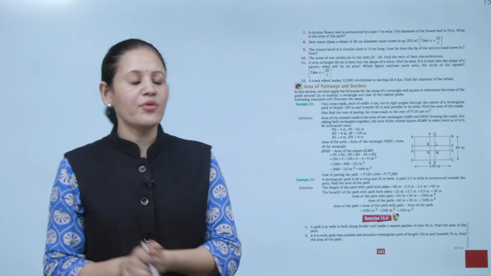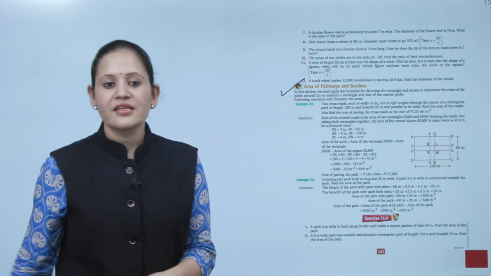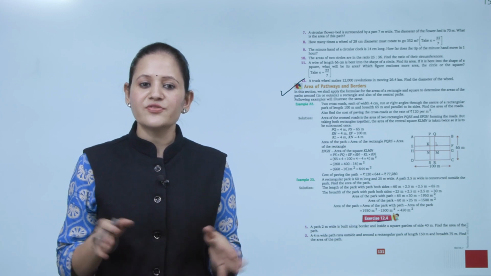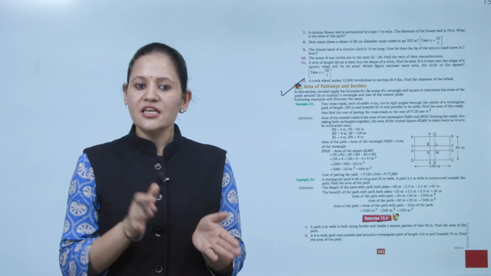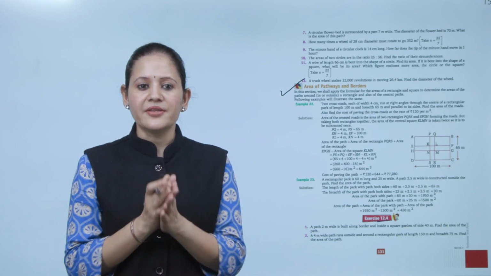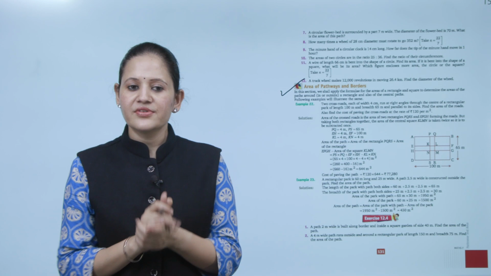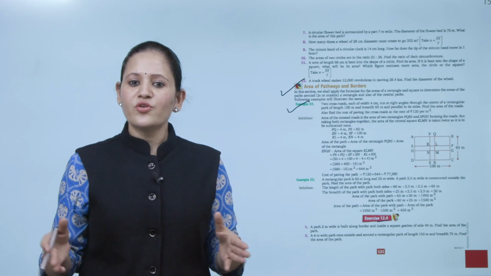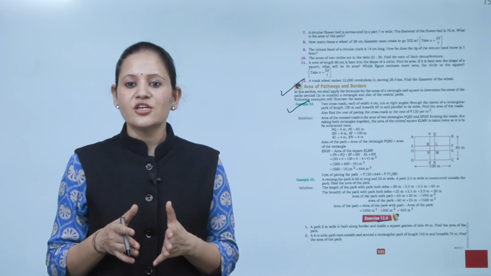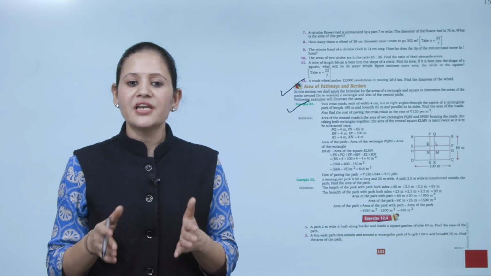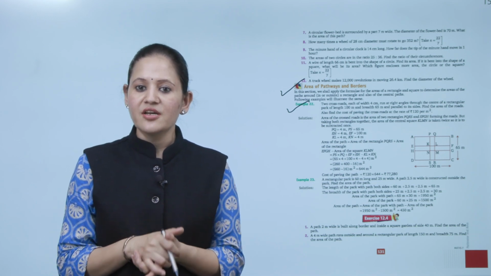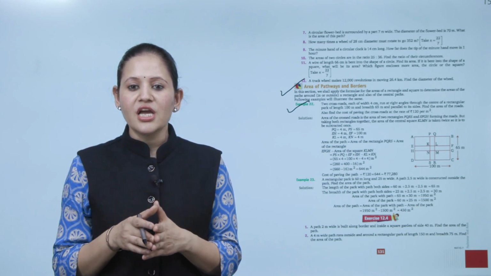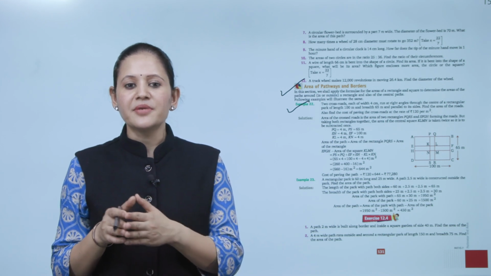Next is area of pathway and borders. In this section, we shall apply the formula of the area of the rectangle and square to determine the area of the path around, in or outside the rectangle and also the central path. Following example will illustrate the same. So, example: two crossroads, each of width 4 cm, run at the right angles through the center of the rectangular path of the length 100 meter and breadth 65 meter, parallel to its sides. Find the area of the road. Also find the cost of paving the crossroad at the rate of rupees 120 per meter square.